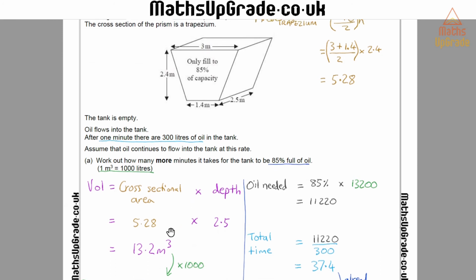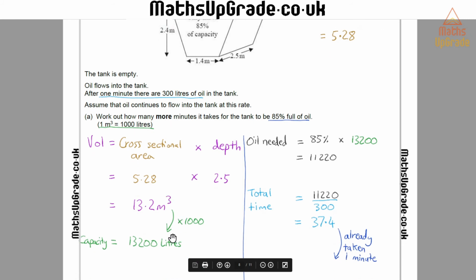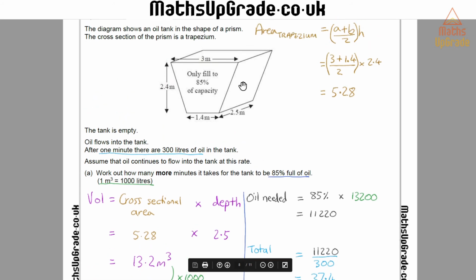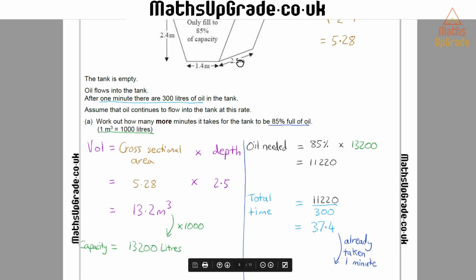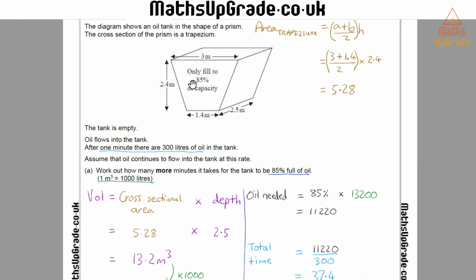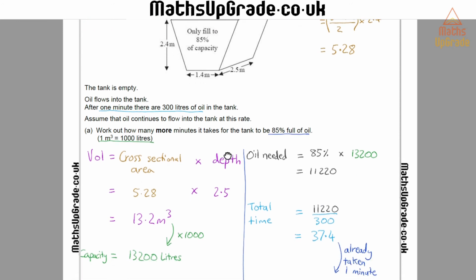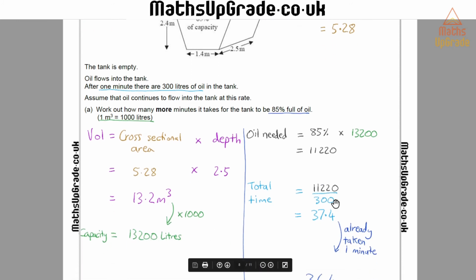Now, I need to convert that into litres, since later on I've got this flow rate which talks about litres rather than just meters cubed. I'm told here 1 meter cubed is 1,000 litres, so if I multiply this by 1,000, I'll get 13,200 litres. That's a total possible capacity of this tank. Now, I can only fill it to 85%. That's a safe fill limit, so I need to find 85% of that capacity. 85% of that is 11,220.